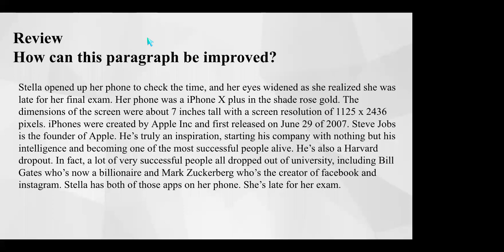So, right off the bat, it's info dumping because she's talking about having an iPhone X Plus in the shade rose gold. That's information dumping. It's information that we don't need. We don't care about how tall her phone is and how many pixels are in her phone. Then she goes off topic and starts talking about iPhones and how iPhones are created. Then she goes even more off topic to talk about Harvard dropouts. And in the process, she's being a science textbook because she's talking about Apple Inc. being first released on June 29th of 2007, and Steve Jobs, Mark Zuckerberg did this, they did that. So that goes to the science textbook aspect.